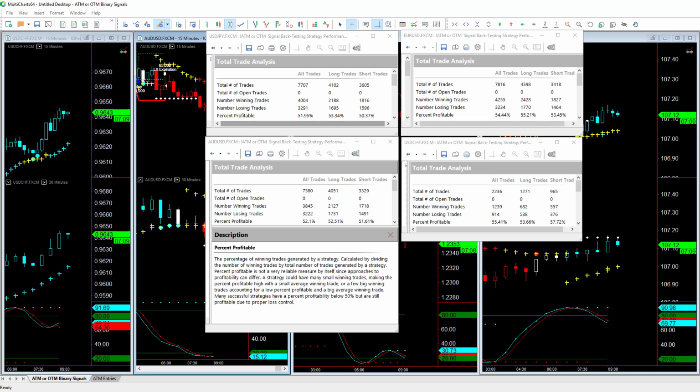Now, if you will notice, these are the strategy analysis, and the only thing we're looking at actually is the winning percentages. Here, let's do the USD JPY first, because that's the one that underperforms. So in this case, on the shorts, you're running about 50%. On the longs, it's 53%. Between the two of them, you're running right at 52%.